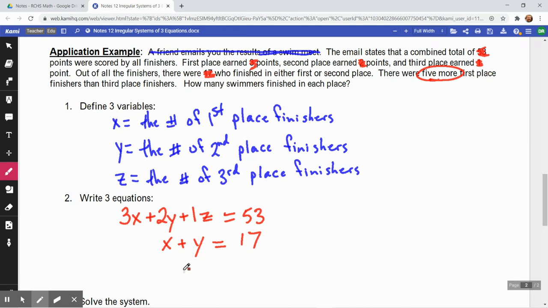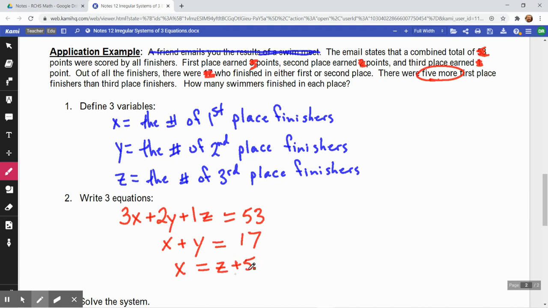put it. We use X to represent first place, but on the other side, I'm going to have Z for third place, and that is where I'll put the +5, because adding 5 with Z gives me a bigger value than Z. And remember, we're supposed to have more first place finishers than third place finishers. Okay, so here are my 3 equations. We want to solve for all 3 variables. We've already practiced this a little bit.